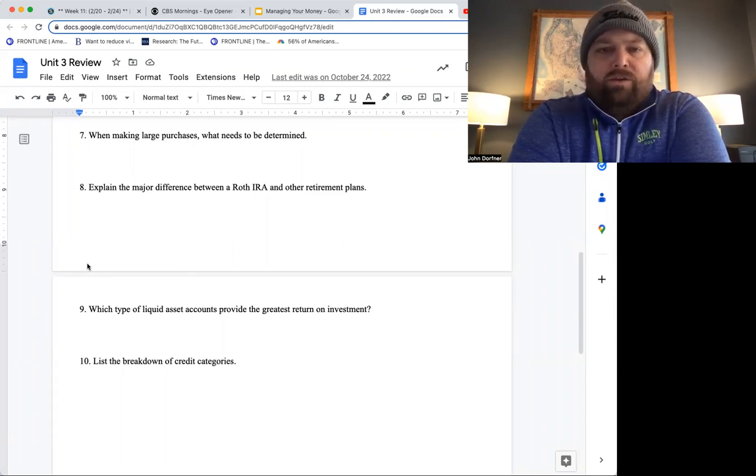Major difference between Roth IRAs and other retirement plans is taxes. A Roth IRA is a post-tax retirement plan. Thus, you don't pay any taxes on it when you receive the distributions. You don't pay the taxes on the gains, and you've already paid the taxes on your initial investment.